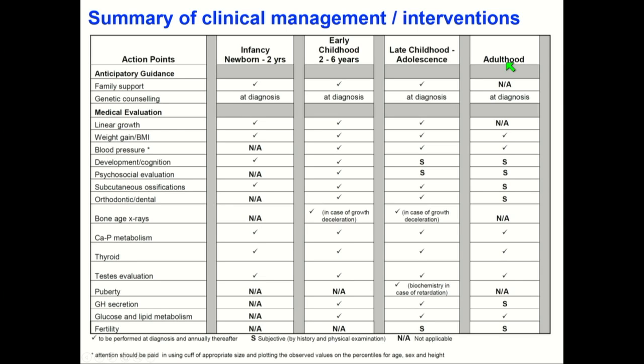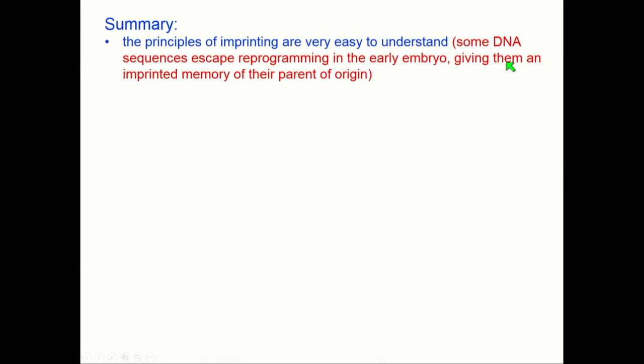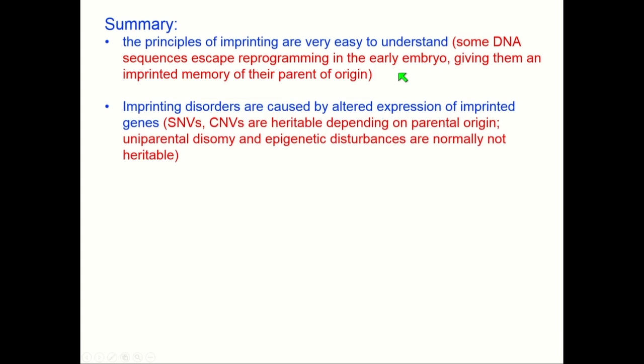Now, I feel I've gone on quite a long journey here, so I just want to summarise this. Firstly, as I say, the principles of imprinting are easy to understand. Some DNA sequences escape reprogramming in the early embryo. They are there and imprinted. Whether these actually cause syndromes, that's a different question. Imprinting disorders are caused by altered expression of imprinted genes, however that happens. It can be a mutation, it can be a deletion, it can be an imprinting change, it can be a uniparental disomy.